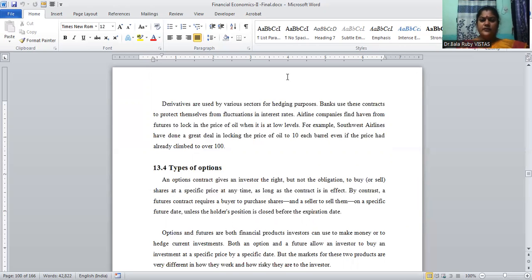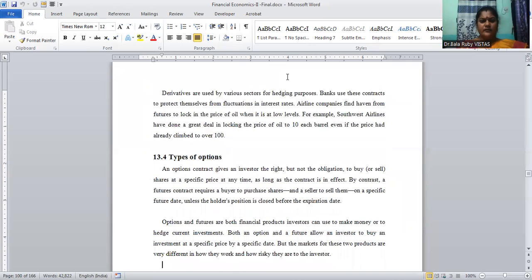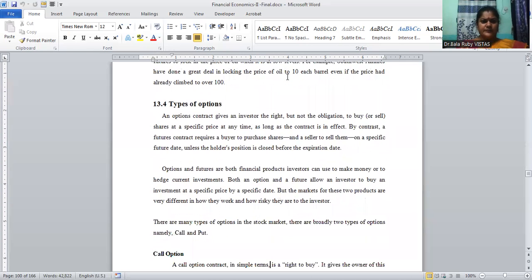Airline companies use futures to lock in the price of oil when it is at low levels. For example, Southwest Airlines did a great deal in locking the price of oil at 10 per barrel, even if the price had already climbed to over 100.